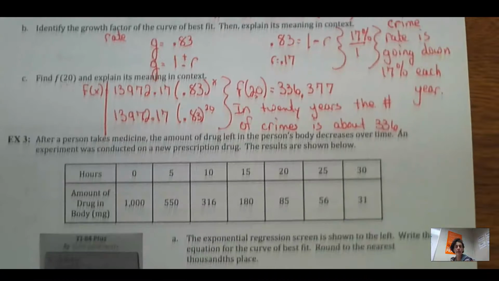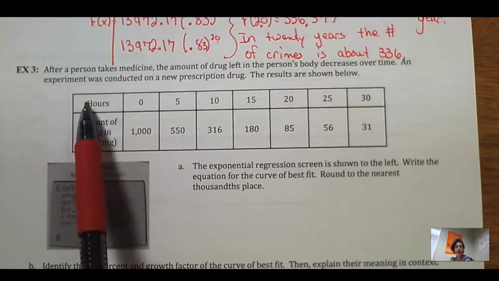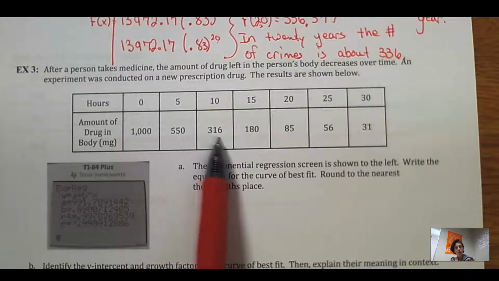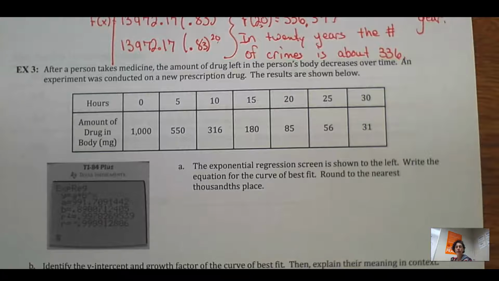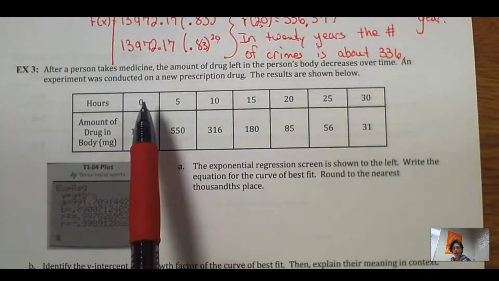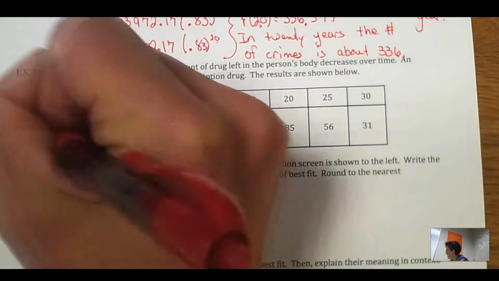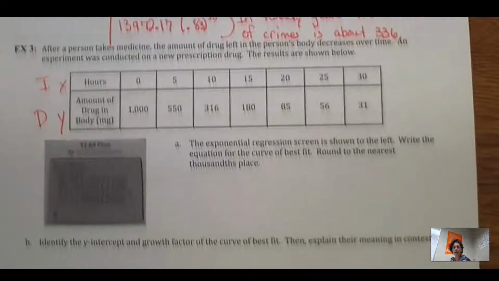So next one is also going to be done exponentially. So this is after a person takes medicine, the amount of drug left in the person's body decreases over time. An experiment was conducted on a new prescription drug. So again, somebody went to Desmos. These were the X's. These were the Y's. The amount of drugs that's in my body depends on the hours. So again, Y is always dependent.